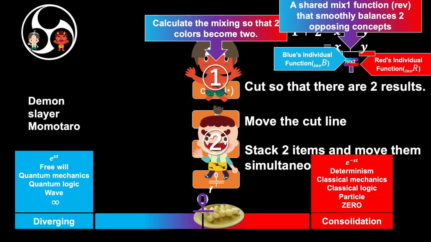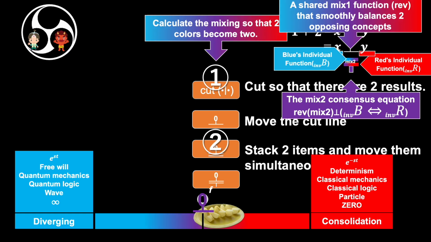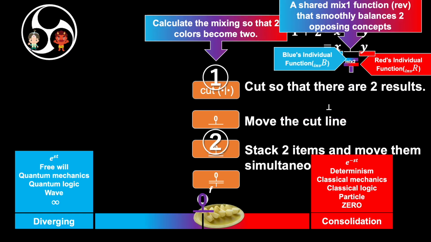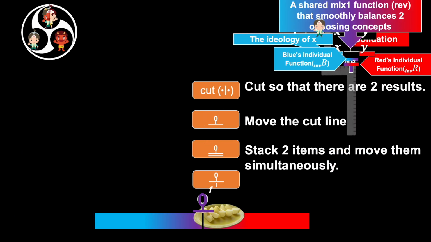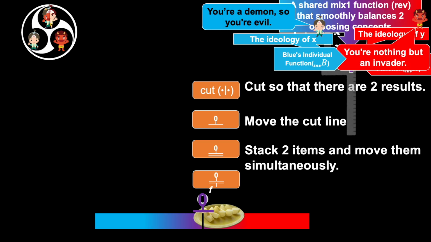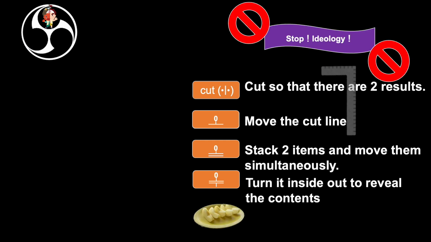This can be used to generate various equations for reaching consensus, which is very useful in diplomacy. And this brings us to orthogonality. We calculate and output the contents. If you take two extreme ideologies, you are a demon, therefore you are evil, X, and you are an invader, Y, and momentarily stop their conflict, you can see what's inside. Two instances of demon tarot emerge. The purpose of this operator is to make such states mathematically manageable.